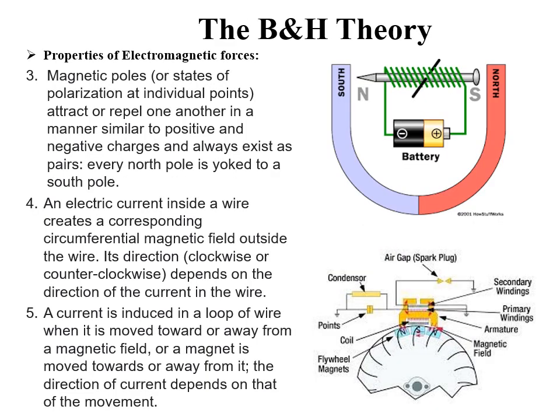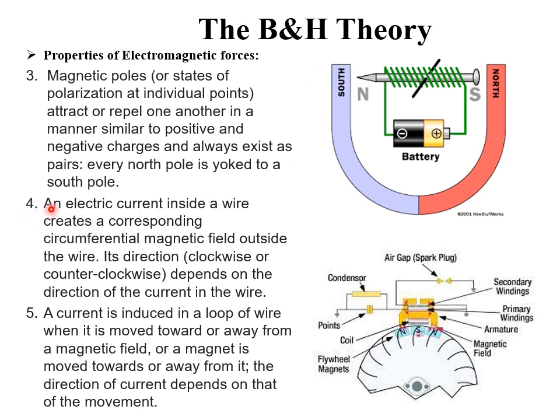So let's talk about magnetic poles. Magnetic poles, or states of polarization at individual points, attract or repel one another in a manner similar to positive and negative charges, and always exist as pairs. Every north pole is yoked to a south pole. Okay, and that's what is referred to as a dipole magnet. It's a north pole, it has a south pole.